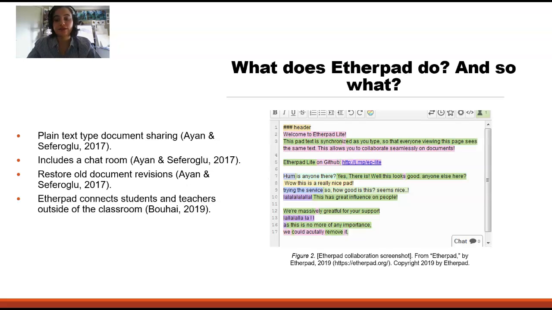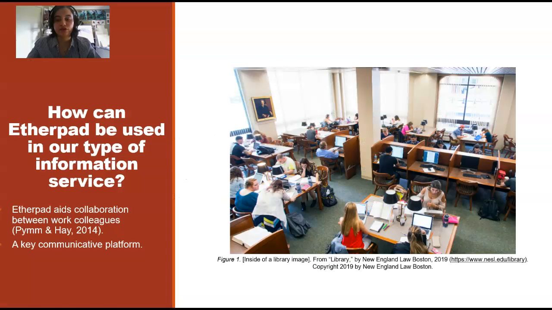In a September 2017 article in the Eurasian Journal of Applied Linguistics, Ian and Seraflu argue that Etherpad is a plain text type document sharing software, which includes a mini chat room. Moreover, this enables users to engage in collaboration as well as permitting the ability to save and restore document revisions. Etherpad can be used in the Academic Library Information Service.